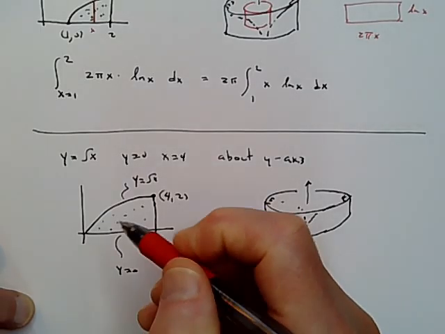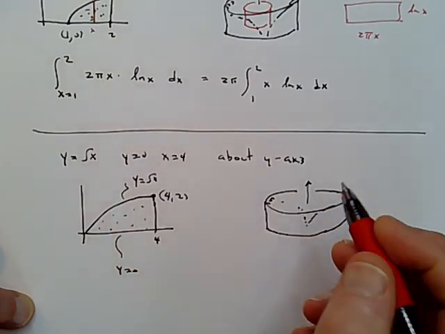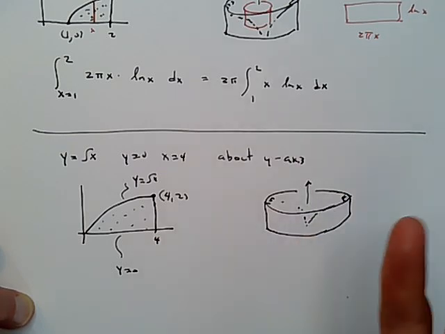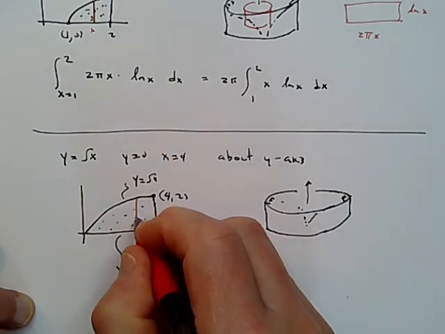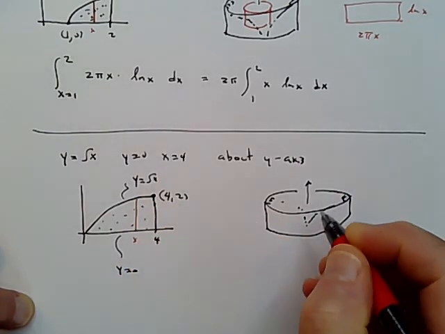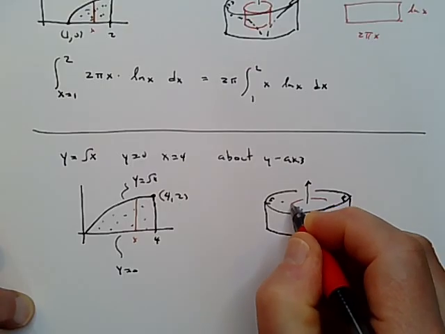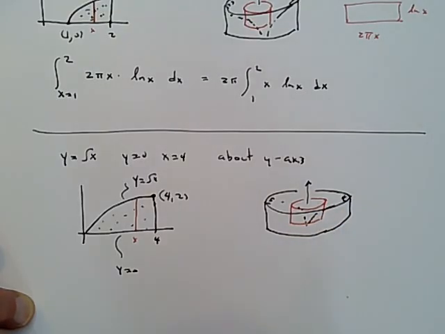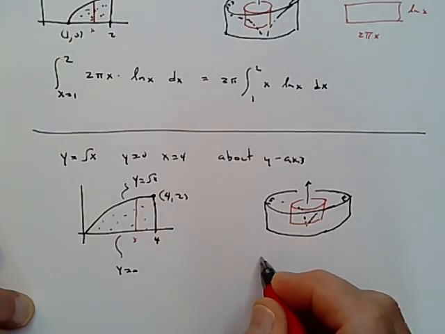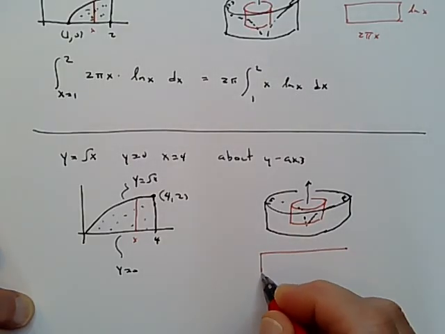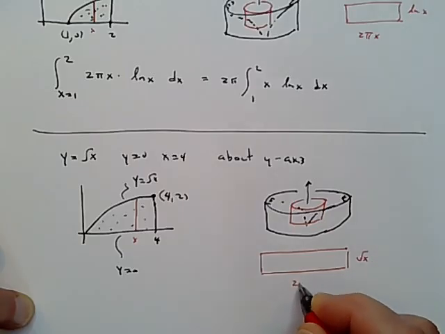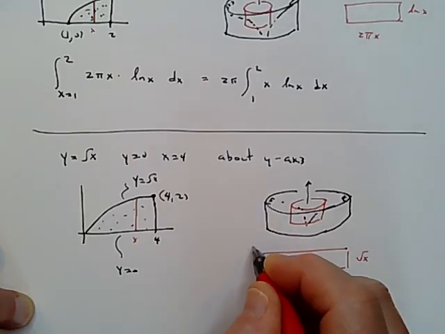Okay, getting faster at these. So spinning it about the y-axis, so shells is anything other than dy. There's only one other variable here, so I must be doing dx. If I cut it open and laid it out flat, that fellow would be square root of x tall, 2 pi x long, and dx thick.